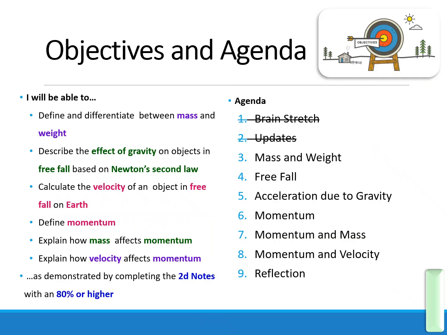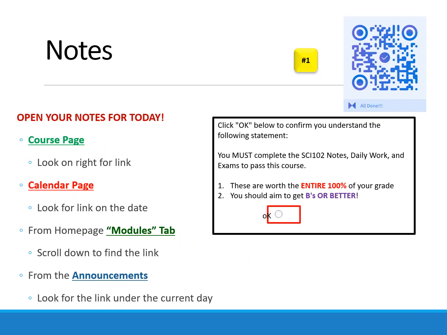So today we're going to talk about the differences between mass and weight. We'll describe the effect of gravity on objects, as well as define what free fall is. And then we'll calculate the velocity of an object in free fall from Earth, and then we will move over into momentum and explain how mass and velocity affect momentum.